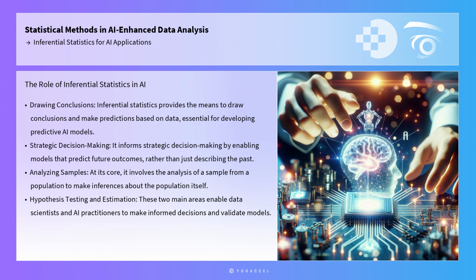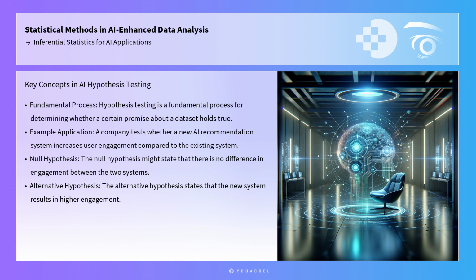At its core, inferential statistics involves the analysis of a sample from a population to make inferences about the population itself. The two main areas of inferential statistics used in AI, hypothesis testing and estimation, enable data scientists and AI practitioners to make informed decisions and validate models. In AI applications, hypothesis testing is a fundamental process for determining whether a certain premise about a dataset holds true.